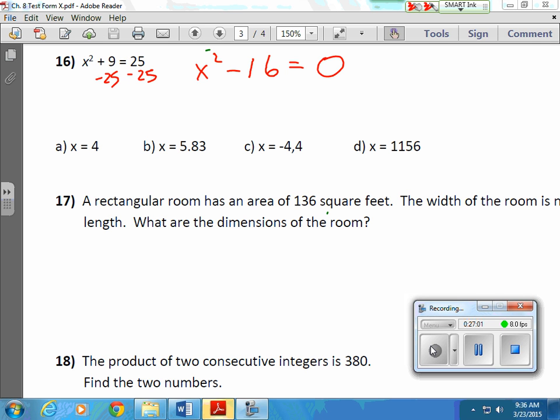Now, what do I do? There's nothing to take out. So what do you do? It is a difference of perfect squares. X and 4. X plus 4, X minus 4. So if that's 0, then x either has to be negative 4 or positive 4.